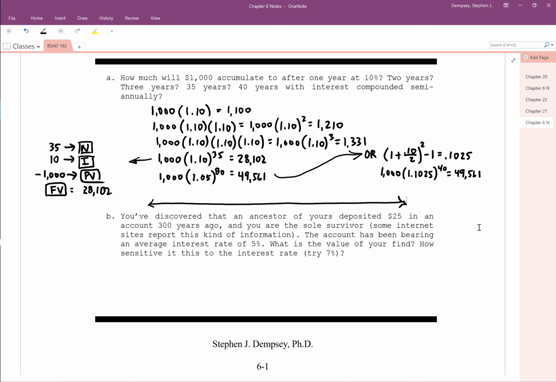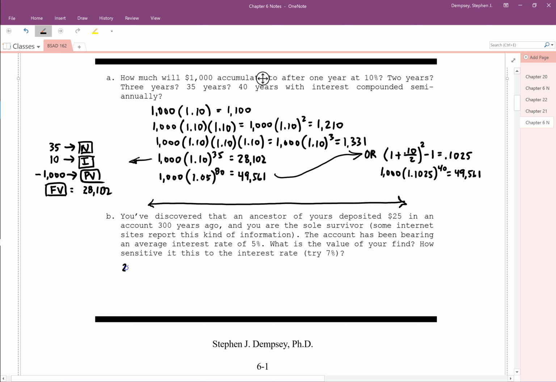But this ancestor of yours deposited $25 in an account 300 years ago, and the account has been bearing an average interest rate of 5%. What is the value of your find? Now, first off, I like to write this problem like it is because it looks like this is in the past, and therefore we're trying to find a present value. But what we're really after here is to know how in 300 years, $25 has accumulated forward on the timeline. So it's really a future value problem.